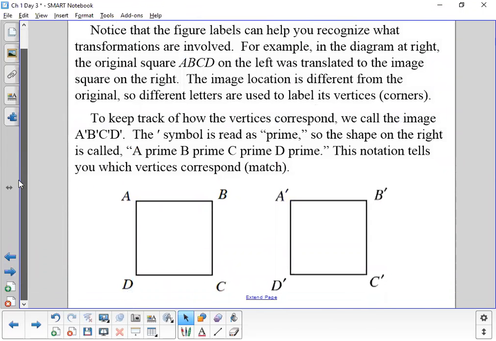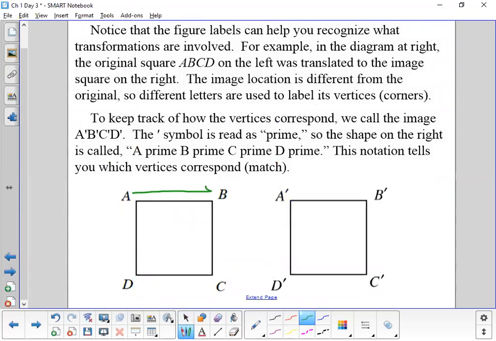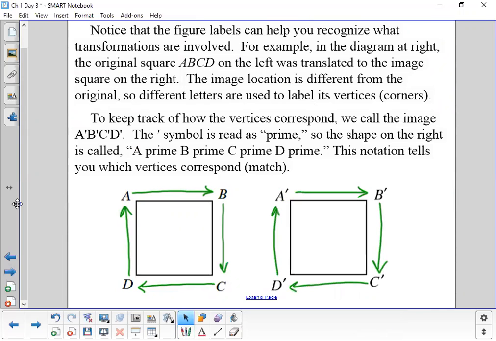So if you take a look at this, this is what we had here. It was a translation. And I can see that I'm going from A to B, and then B to C, and then C to D, and then D to A. And it's in the exact same order in the image, A prime to B prime to C prime, and so on. So I can see it's not a mirror image. It wasn't spun around at all. It was just slid over. So it can help you understand which vertices match and also help you understand which transformation occurred.